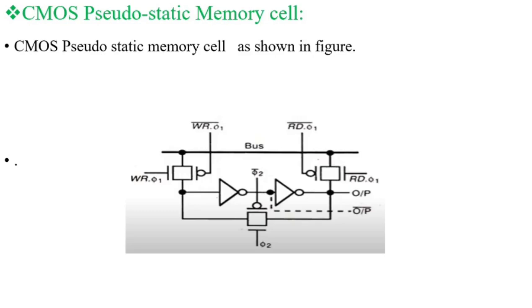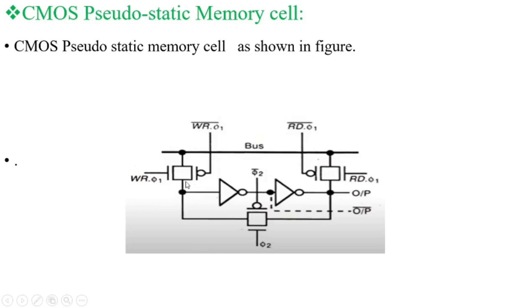In this CMOS pseudo static memory cell, shown in the figure, the circuit diagram is similar to the NMOS pseudo static memory cell. Here we are replacing the NMOS with CMOS, so in this CMOS we are using transmission gates. In this construction of the CMOS pseudo static memory cell, we are using two transmission gates.